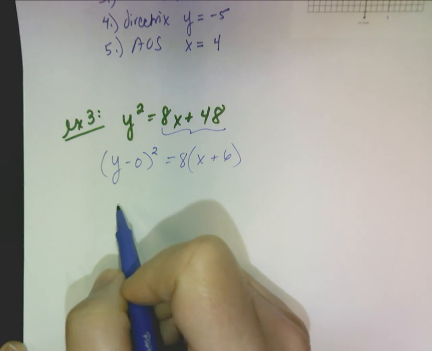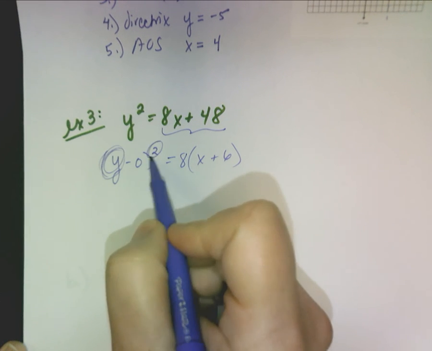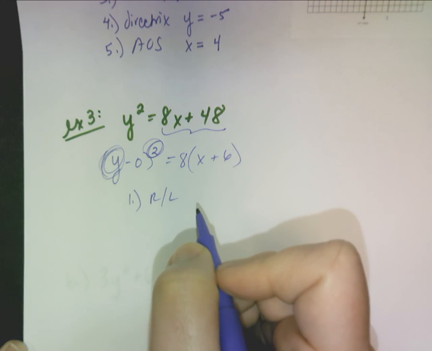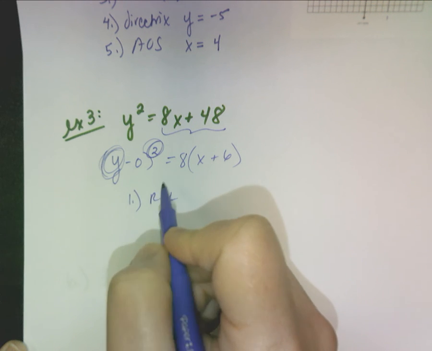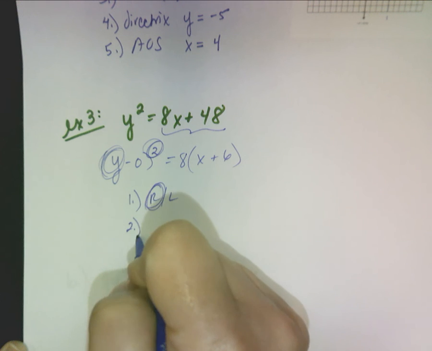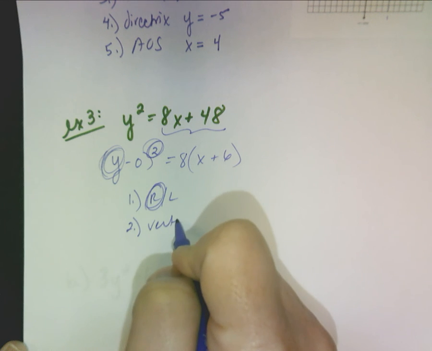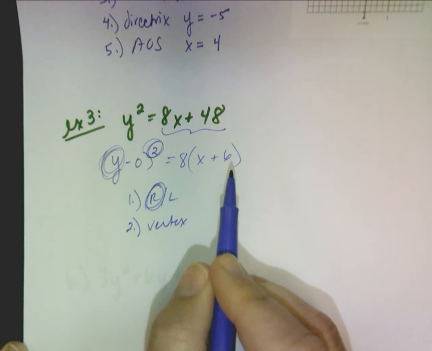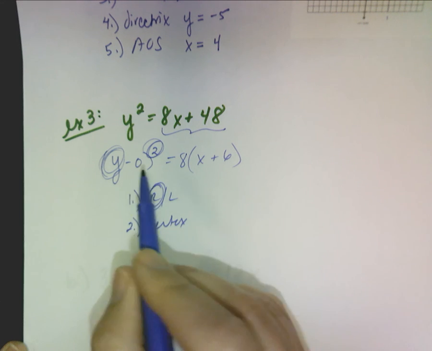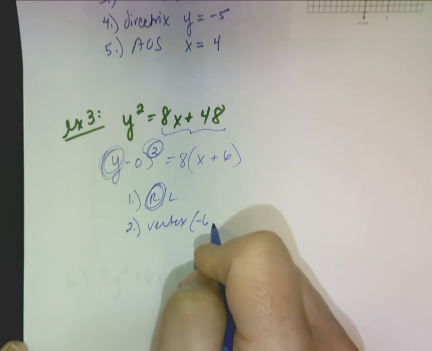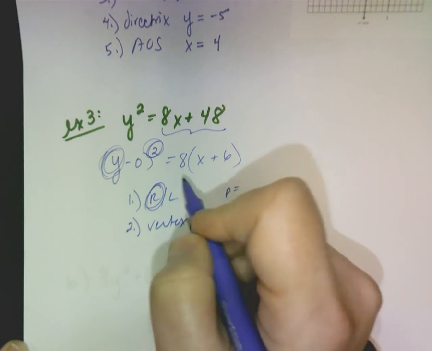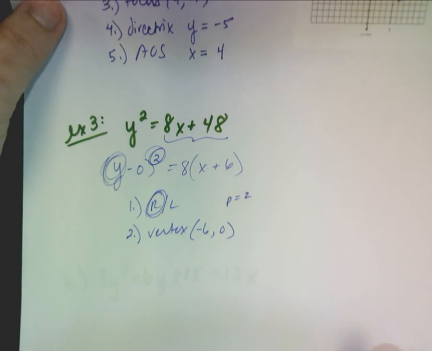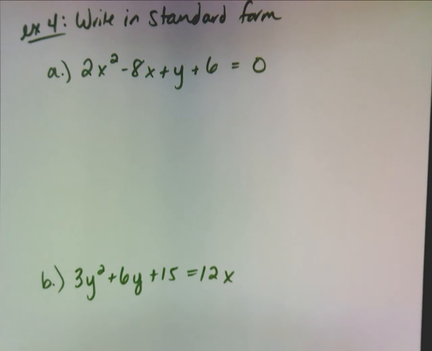Is this up, down, left, or right? Y squared. Well, it's a right or left. Is it right or is it left? If that's positive, it's right. Vertex, where's your vertex? (h, k) is (-6, 0). What's your p? Divide that by 4, 2, and et cetera, okay? I'm not going to graph this one because I think if you understood the last two, you'll be good.